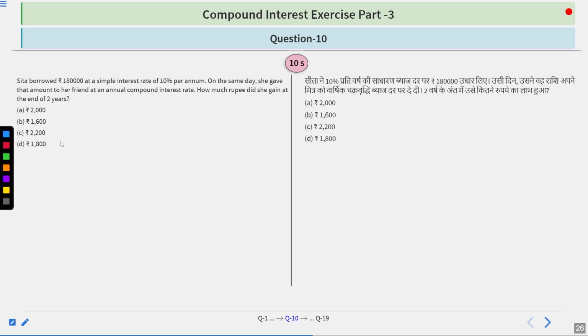Next, Sita borrowed rupees 1,80,000 at a simple interest rate of 10% per annum. On the same day, she gave that amount to her friend at an annual compound interest rate. How many rupees did she gain at the end of 2 years? The options are option A, rupees 2,000, option B, rupees 1,600, option C, rupees 2,200, and option D, rupees 1,800. These are the options.